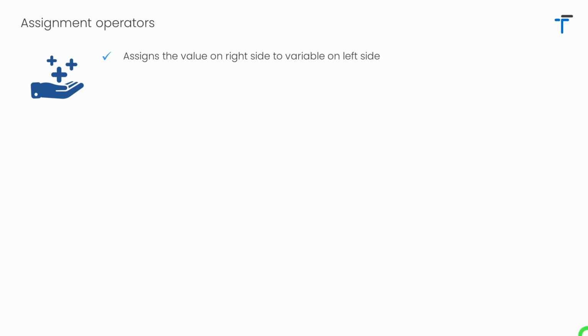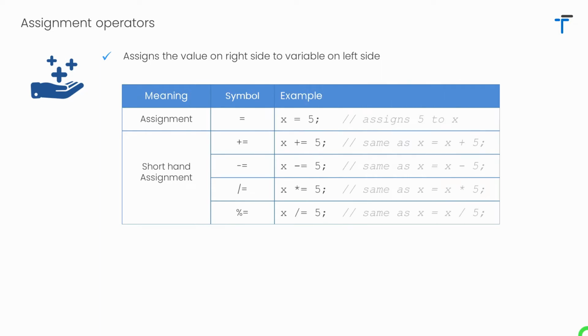Assignment operators are used to assign a value on the right side to the variable on the left side. Dart supports two different kinds of assignment operators. This equals to is called the assignment operator, or you can call it the basic assignment operator. Then it also supports some shorthand assignment operators. Shorthand assignment operators are a combination of some operators along with the assignment operator, such as plus equals, minus equals, divide equals, and mod equals. So there are many shorthand assignment operators.